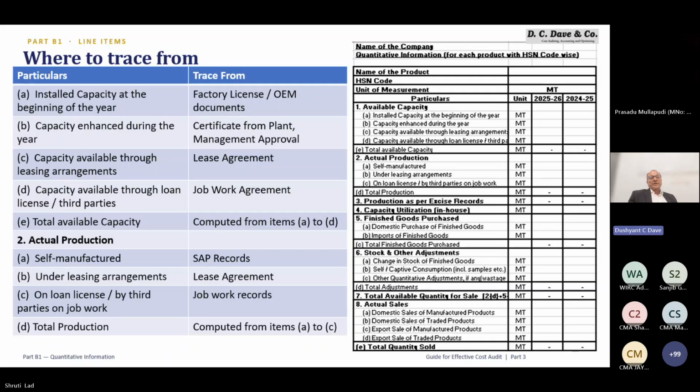Let me pause for a second and ask you a question. If SAP data and production register differ, which should be accepted? A very important question. We come across this very often. Which should be accepted, the SAP or the production register? Anybody here? If SAP and production register differ, what do you take?